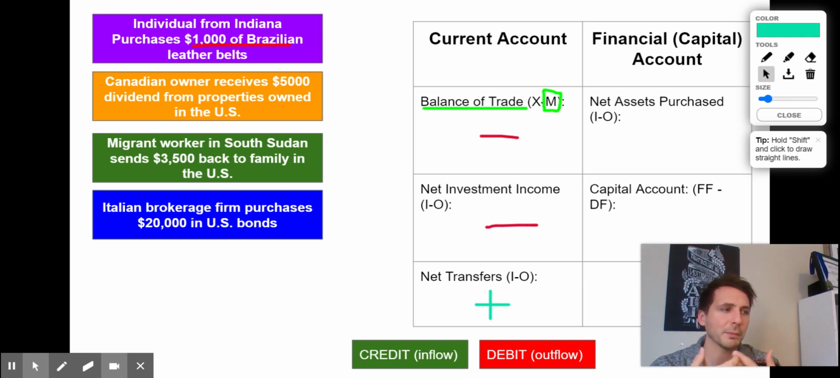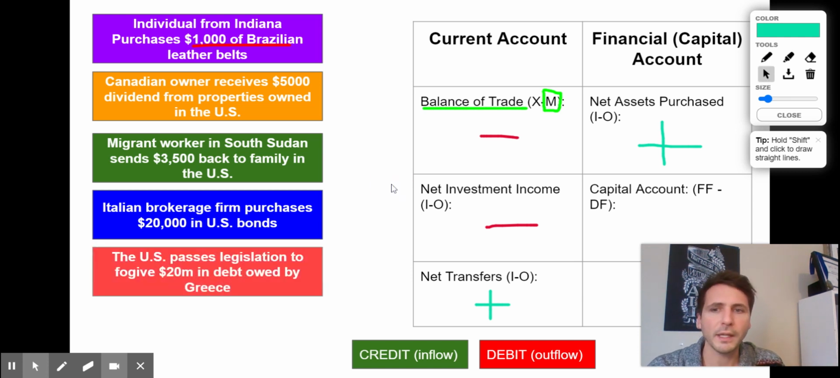Is America having money coming in or money going out? And the answer, of course, is money is coming in. So this will be an inflow, a credit in the net assets purchase, moving my financial account towards a surplus.